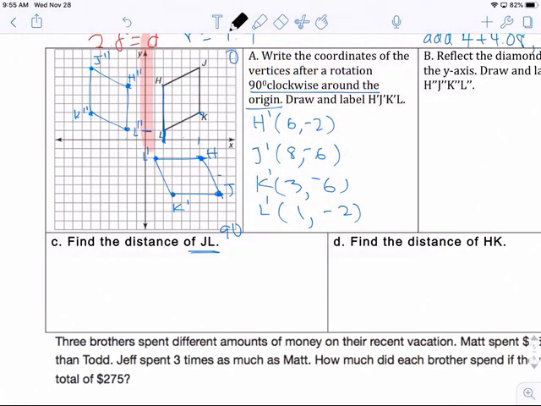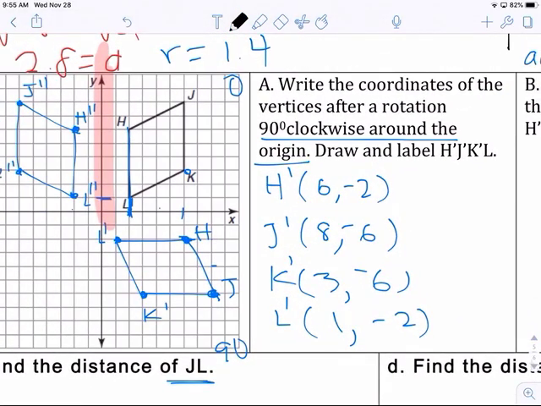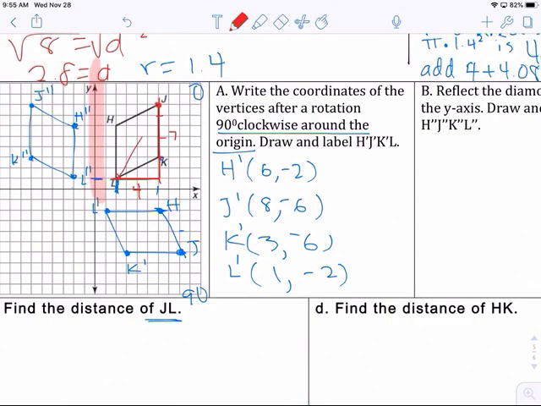And then find the distance of J and L. Okay, I'm going to do it. You need to make a 90 degree angle. J to L, either you go this way, or going sideways first, which is 4, and then going up, which is 2, 4, 6, 7. Same thing, okay? But you're finding this distance, J and L.